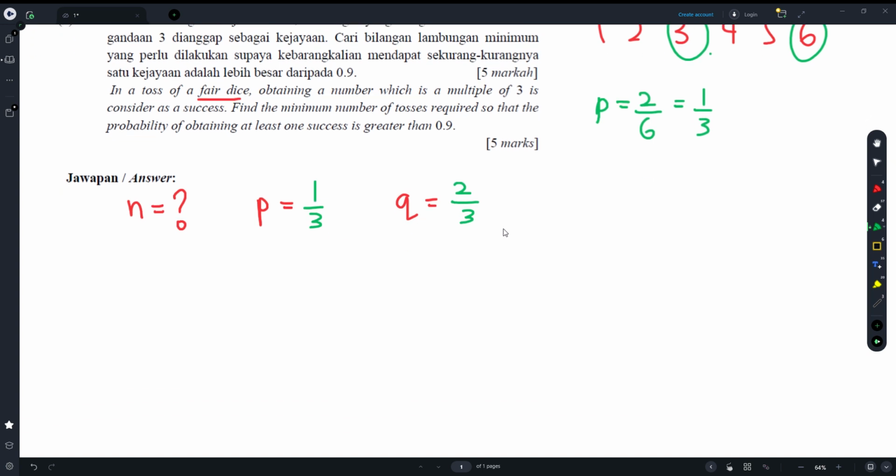As we continue, we're going to focus on this particular statement: probability of obtaining at least one success is greater than 0.9. When they say probability of obtaining at least one success, they are referring to the probability of x being greater than or equal to 1. And they want this probability to be more than 0.9. This is what the statement is trying to convey.